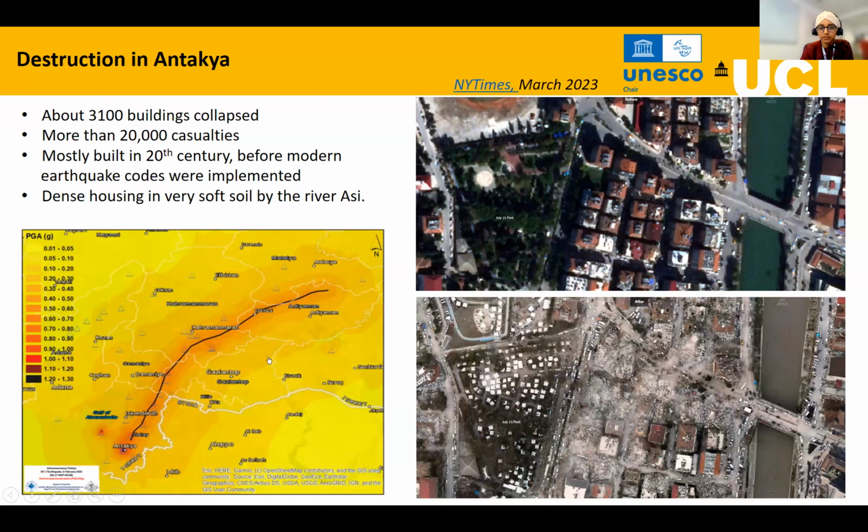Even the PGA that was recorded in areas such as Antakya is higher than the highest seismic zone designation, such as 0.4g, which is the cause of the heavy destruction that was experienced. Beyond that, another consideration is that this is a very densely populated area on soft soil by the side of the river, which would also have led to the amplification of ground motions.